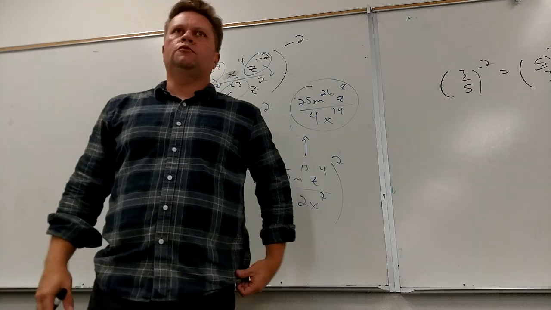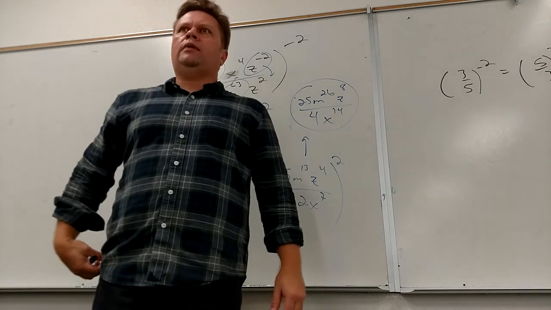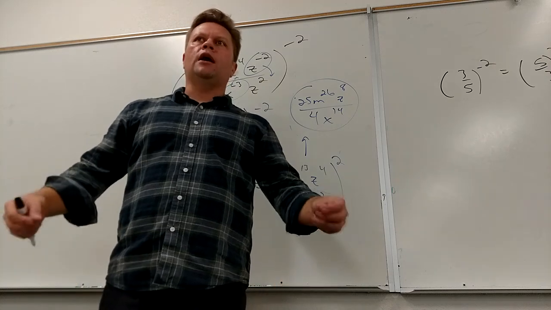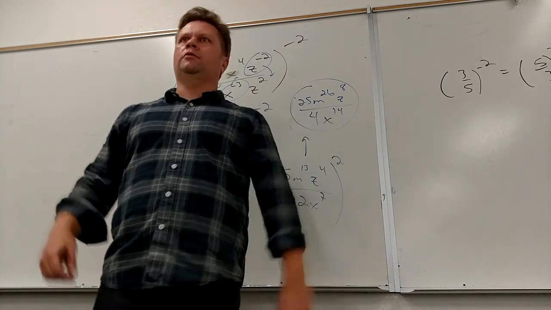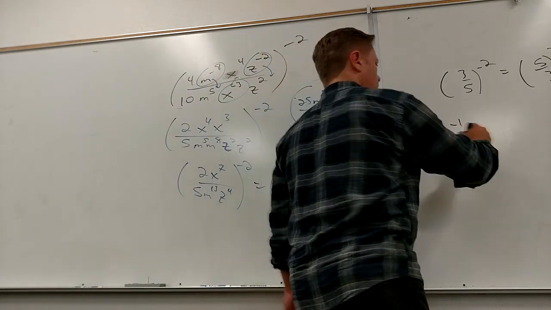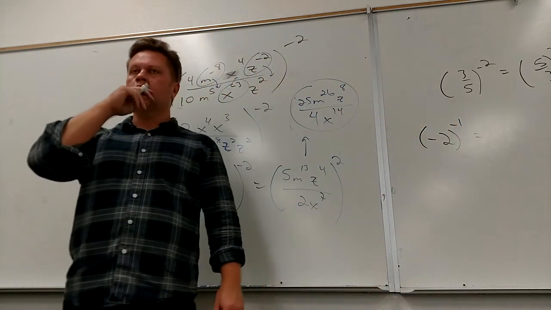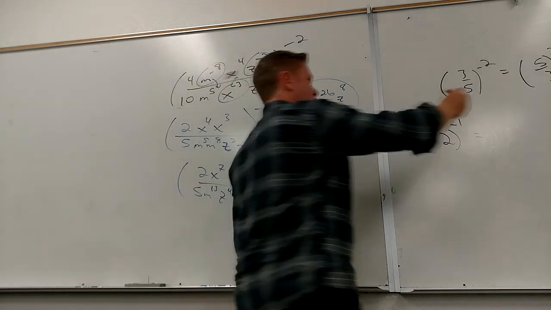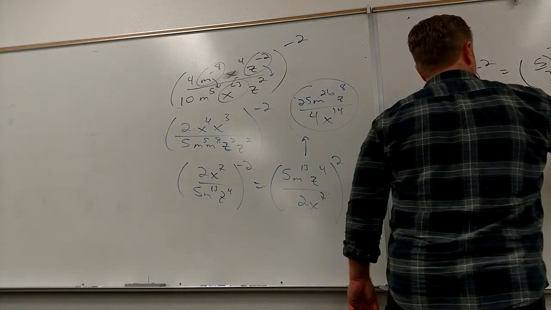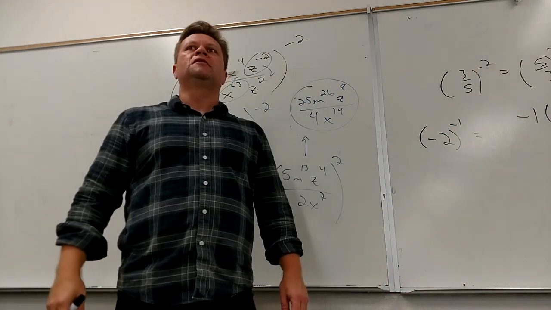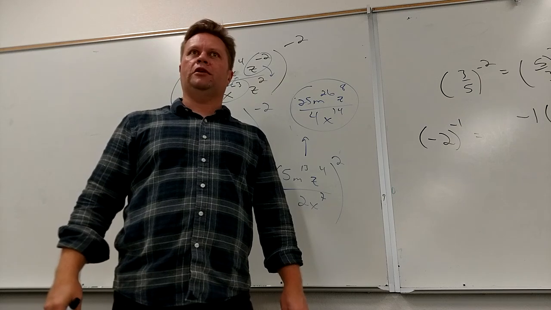I mean, that's really nice. Negative power means flip. That's all it means. A negative power cannot change the sign of a number. It can't. What is -2 to the -1? 2. No. -2. -1 times -2 is 2. What does a negative power mean? It only means flip.